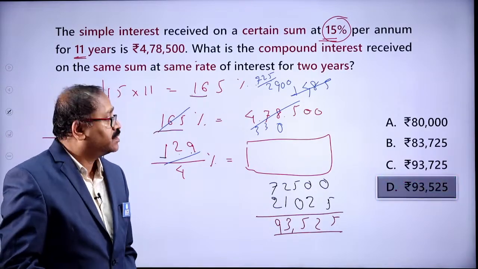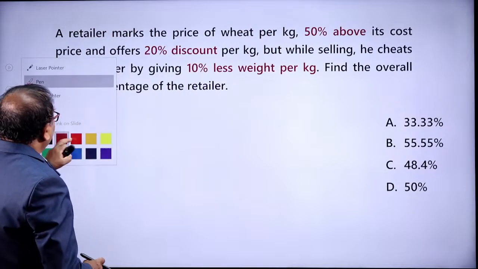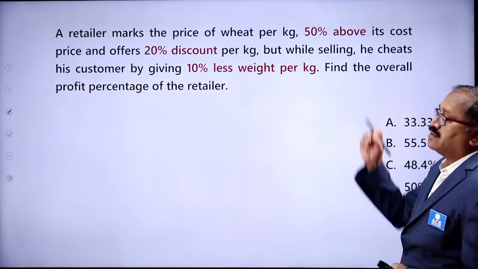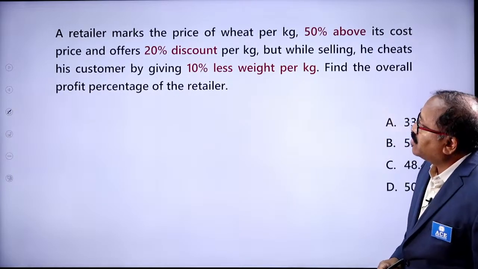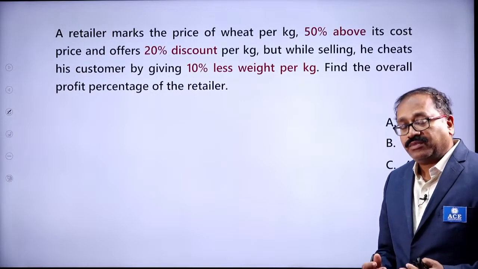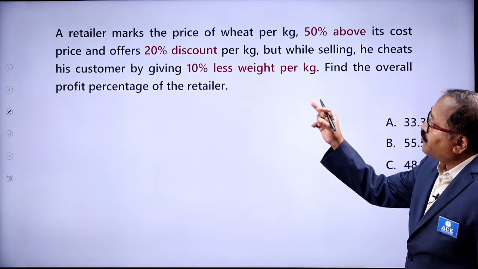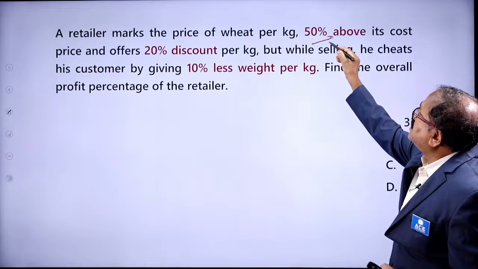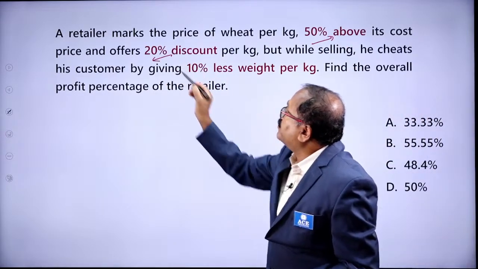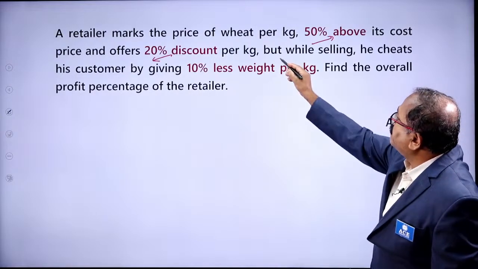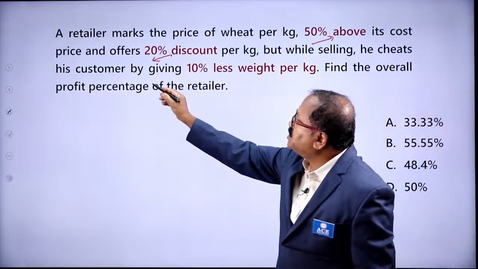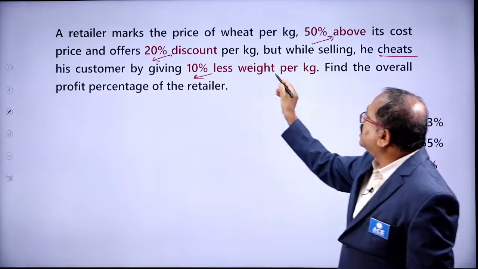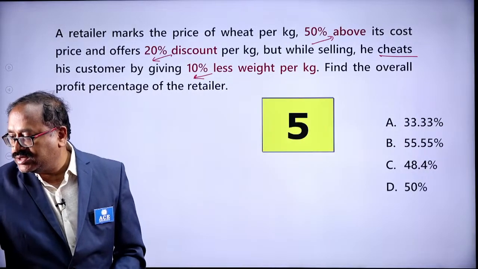Next question, my friends. Here. What is this question? It says that a retailer marks the price of wheat per kg 50% above the price. From here onwards, the profit and loss, and offers 20% discount per kg. So he increased the price by 50% and he gives the discount of 20%. Now, while selling he cheats the customer. He cheats the customer by giving 10% less weight per kg. All my friends, please answer it.